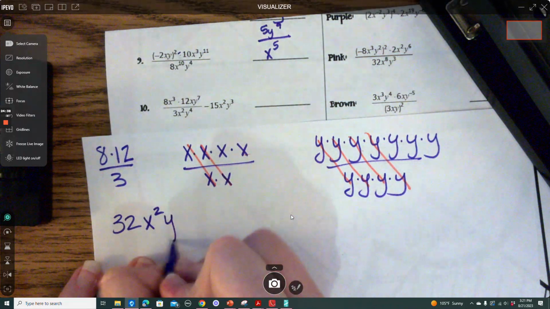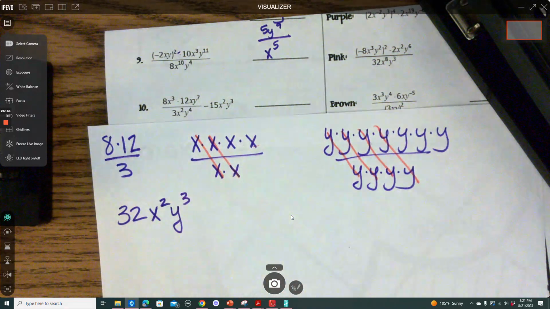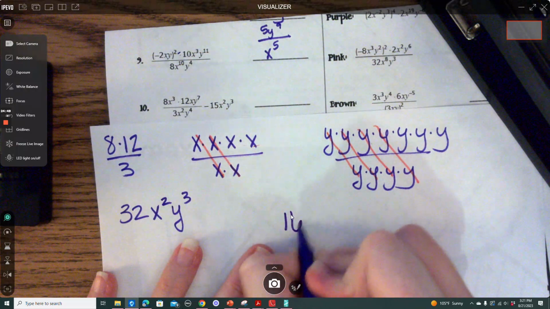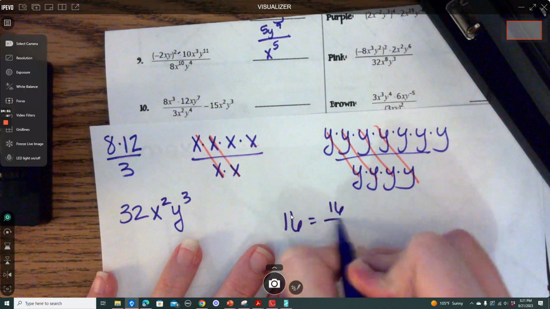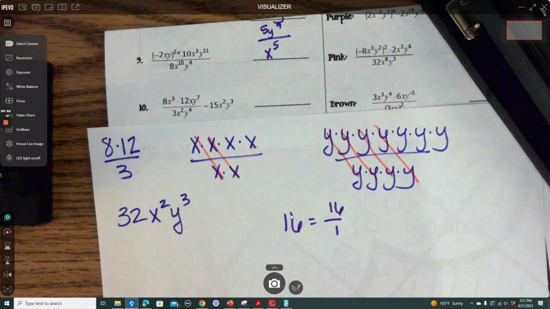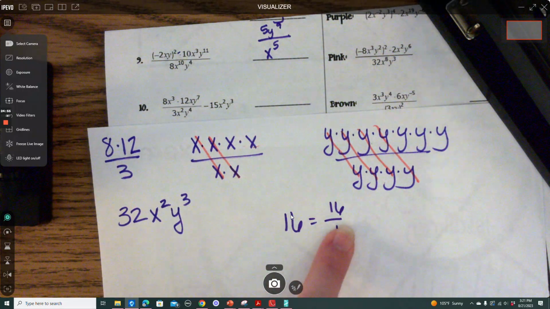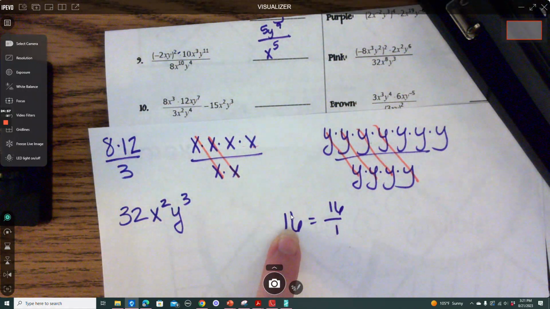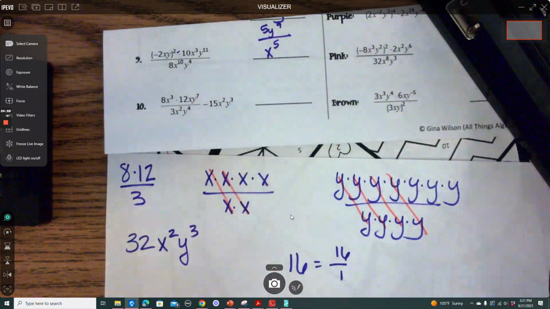So I don't have anything on the bottom. So I don't even need to put a bottom. Okay? Because I can put anything over 1. Whole number 16, I can write that as a fraction. 16 over 1. Those are the same thing. Simplest form, though, is writing it as 16. We don't write all our whole numbers like this.